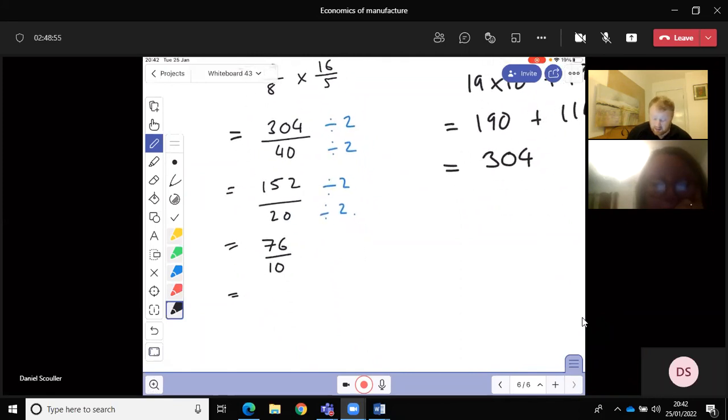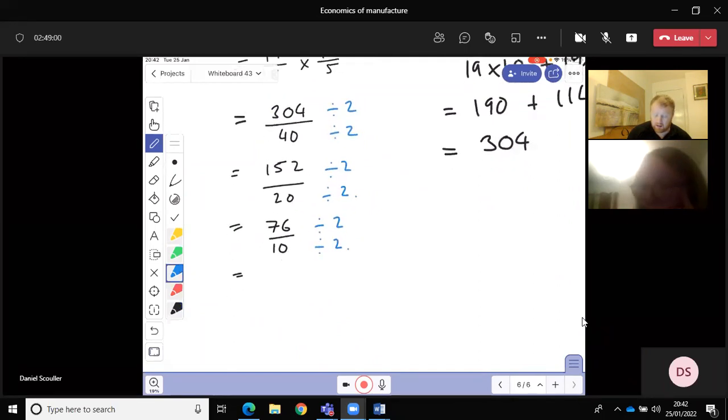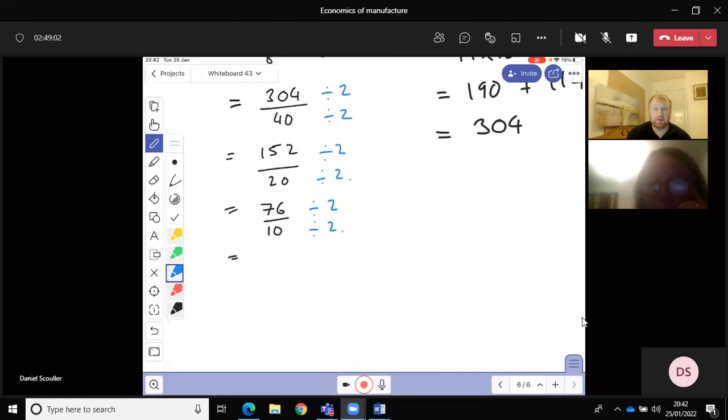Okay. Again, you can simplify that. Okay, we're getting into a lot better numbers here. Okay, so half of 76 is 38 over 5. Okay, and now we're at a point where we can't go any further. So we've taken what is quite a horrible fraction, and we've simplified that down.